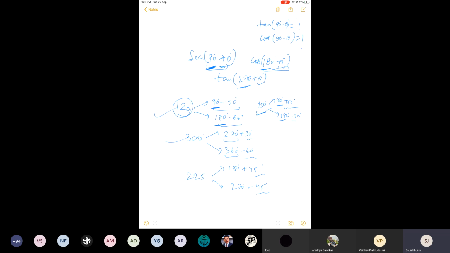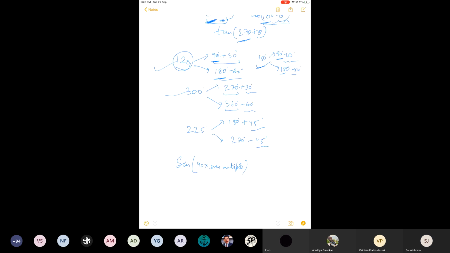Okay. Now there is this rule. If we have 90 into even multiple, 90 into even multiple. Suppose there is some trigonometric ratio of 90 into even multiple plus minus some angle. Then what will happen? Please remember, no change in T ratio. Understand this.